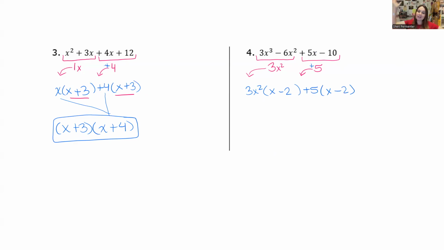Yay! I've got 2 sets of parentheses that are exactly the same. That's the goal. The goal is to get 2 sets of parentheses that are exactly the same, and that's a GCF, and a GCF gets written out into the front. So I get x minus 2 out in front, just like we did up here. Anytime you pull out a GCF, it goes in the front. And so now I write down what I have left. 3x squared plus 5.